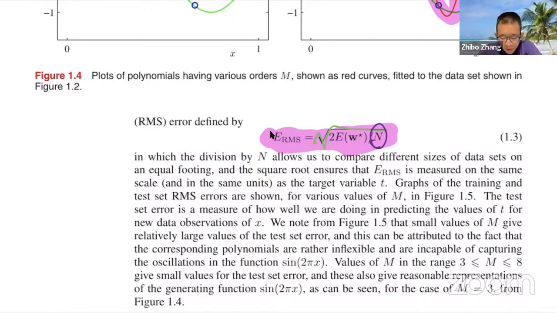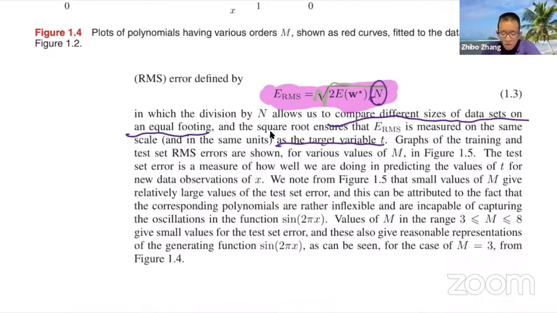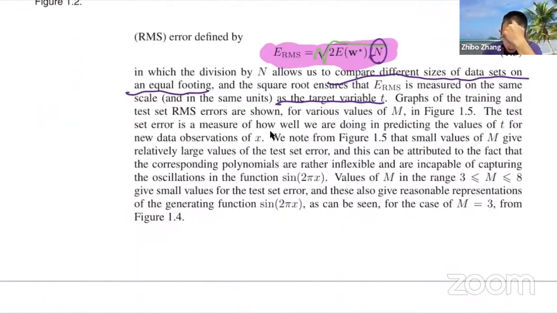in which the division by n allows us to compare different sizes of data sets on an equal footing. And the square root ensures that the root mean squared error is measured on the same scale as the target variable t. Graphs of the training and test set root mean square errors are shown for various values of M in figure 1.5. The test set error is a measure of how well we are doing in predicting the values of t for new data observations x.